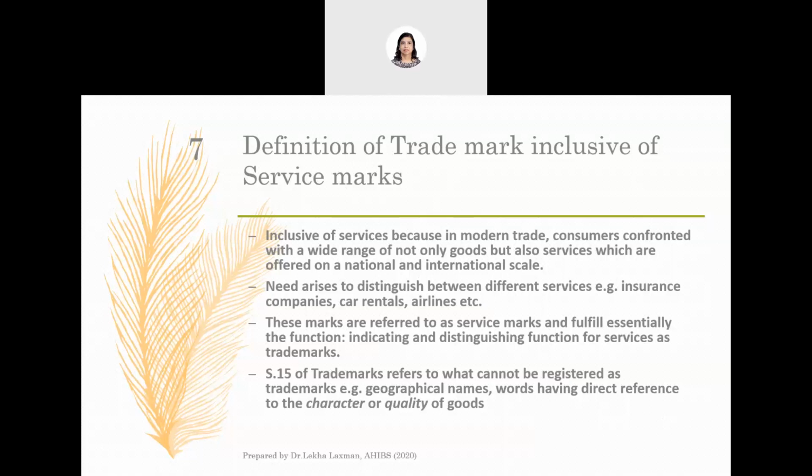Or something like strong, when a certain product, if you take that product, you become strong, so you use the word strong. These are things that refer to either the character or quality of goods, and such names, words or symbols are not allowed under section 15 of the Trademarks Act.